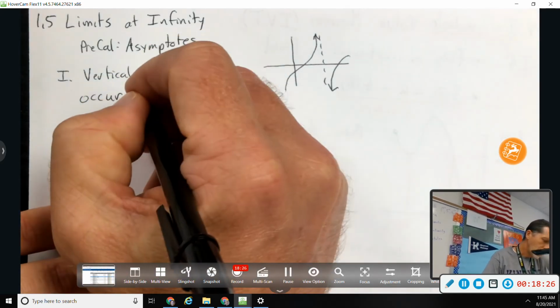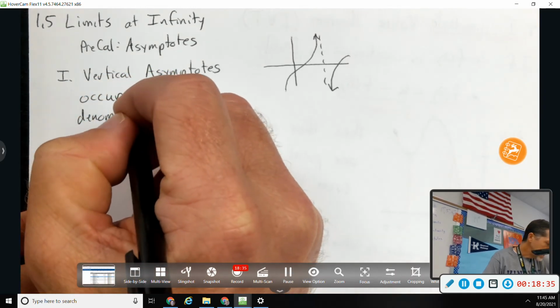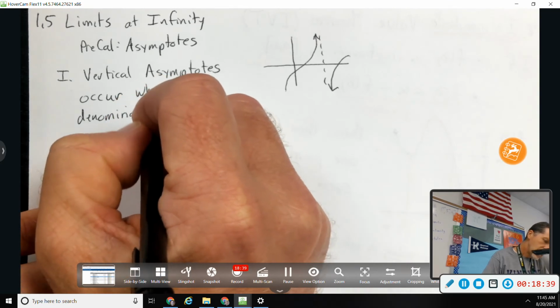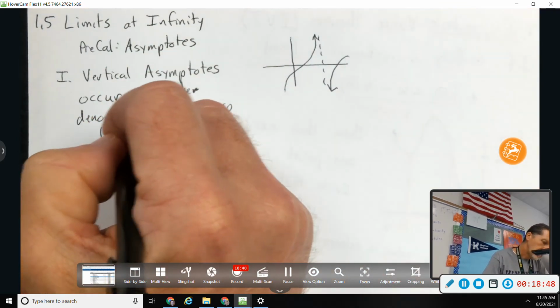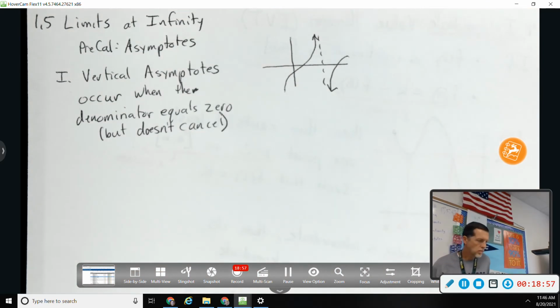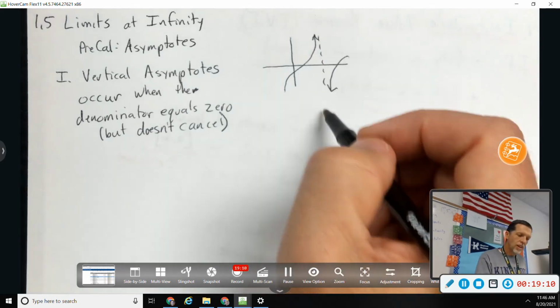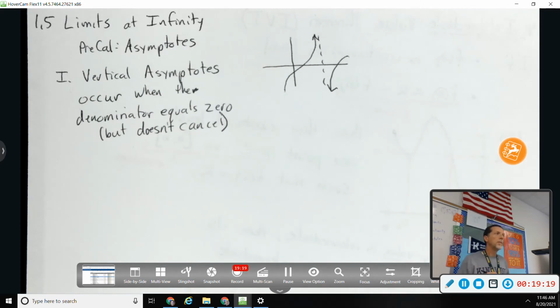A vertical asymptote occurs when the denominator equals 0, but doesn't cancel. Because if it canceled, it'd be a hole. Wait, if the denominator equals 0, would that make it undefined either way? Yeah, that's why there's an asymptote there, because you can't have something there. Now, if it cancels out, it just puts a hole there. But if it doesn't cancel, there's an asymptote there. Because you get close to dividing by 0, and that sends it to infinity. So 0 divided by 0 would cancel, but would make a hole because it's unknown. You can't plug in x equals 2, because then you'd be dividing by 0.